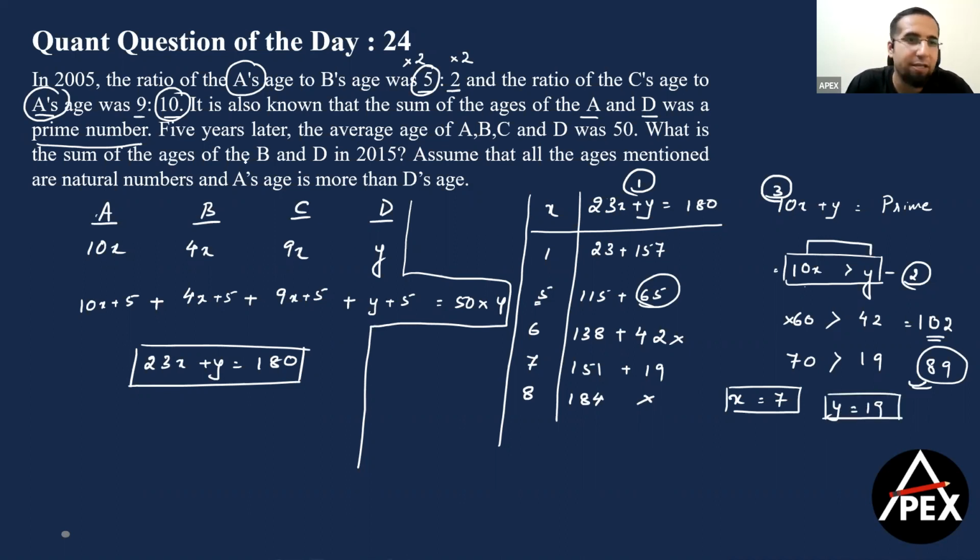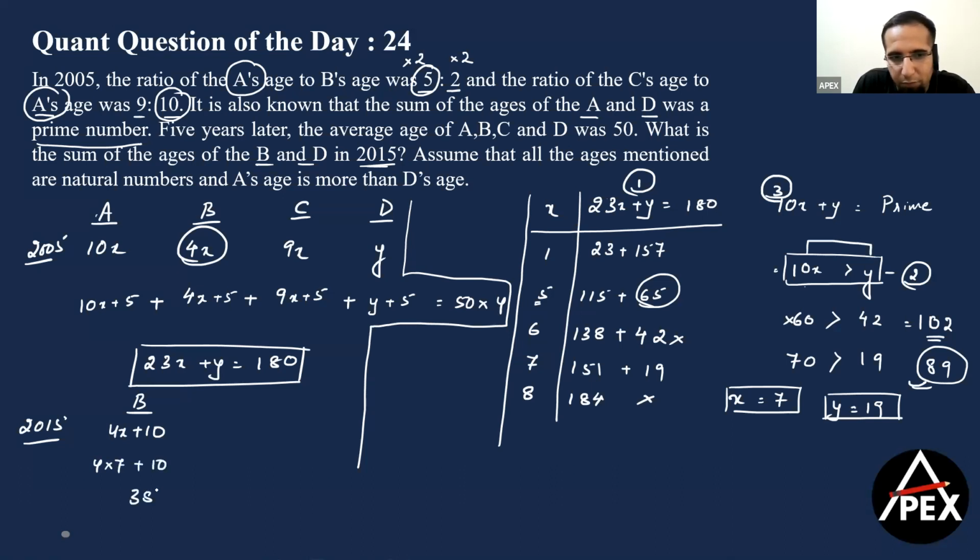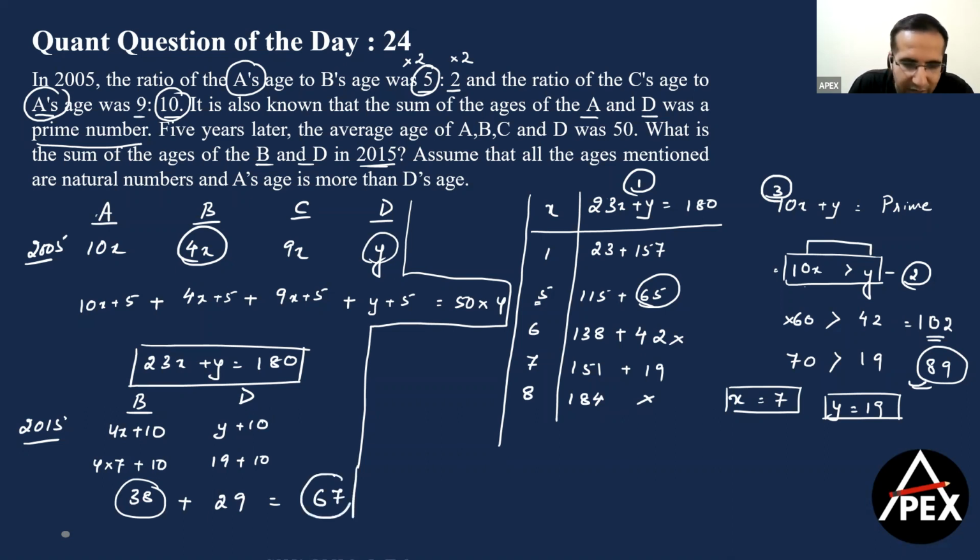The question is asking you to find the sum of the ages of B and D in 2015. Now, B's age in 2005 was 4x. So, can I say in 2015, B would be nothing but 4x plus 10? That is 4 into 7 is 28, 28 plus 10. So B would be nothing but 38. And in 2005, D's age was y. So in 2015, D's age would be y plus 10. Clear? Which is 19 plus 10, and that is going to be 29. So 38 plus 29, the sum of these two values will be 67, and that is going to be your final answer.